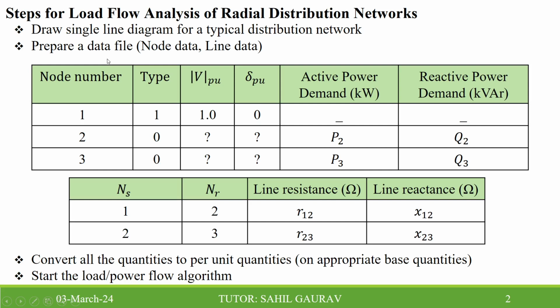And then after making the single line diagram, prepare the data files like node data and line data. This one is the node data. So there are different nodes after making the single line diagram, and we treat the first node as the slack node or substation node.